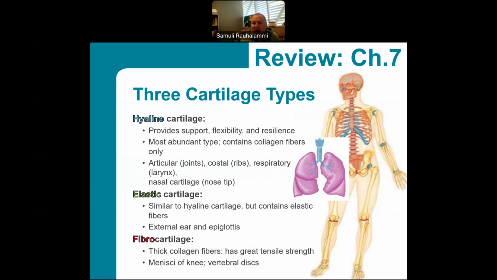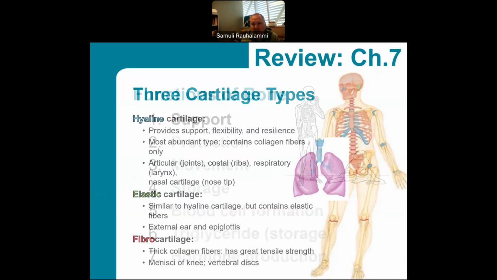So a few different types of cartilages and a few different locations where they might be found. I hope that's helpful for you as you're trying to extract what are the most important things to take away from the learning material as it comes to the cartilages.